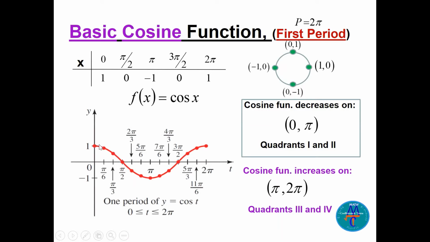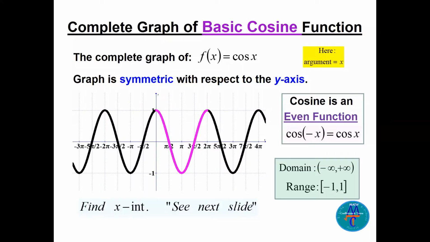So the graph will start from 1 and it will go until 2 pi. This we call 1 period. As you can see, the graph decreases from 0 until pi and increases from pi to 2 pi. Now what we see here is the complete graph of the basic cosine function. We can see many periods there.